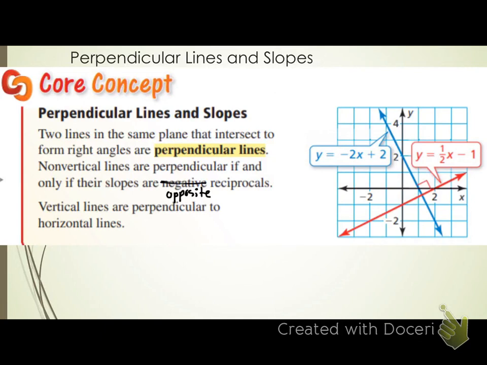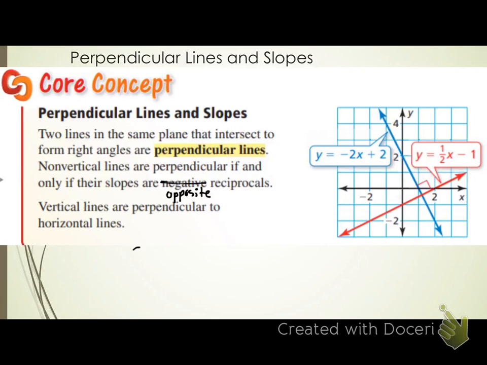The word opposite is talking about the sign in front of your slope. What's the opposite of positive? Negative. What's the opposite of negative? Positive. So that's what opposite's referring to. Does anyone know what reciprocal means? A reciprocal is when you flip your fraction. The numerator becomes the denominator. The denominator becomes the numerator. So opposite reciprocal: change the sign, flip the fraction.